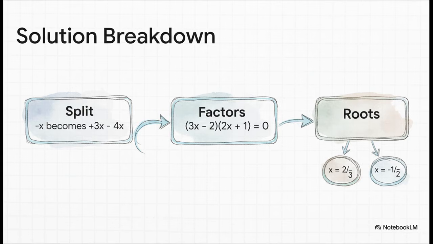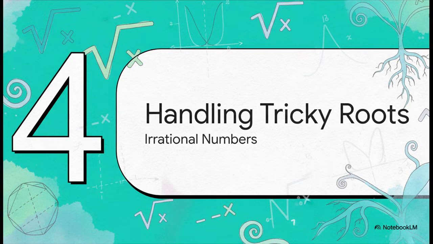See the pattern? After we group and factor everything out, we get 3x minus 2 and 2x plus 1. We set each one to 0, and we find our roots. x equals 2/3 and x equals negative 1/2. Simple as that. All right, you're doing great.